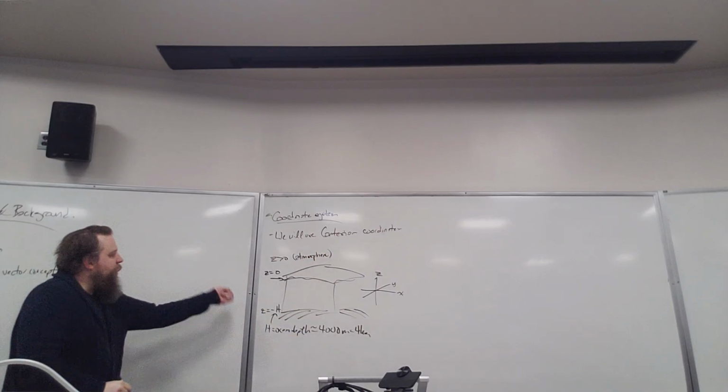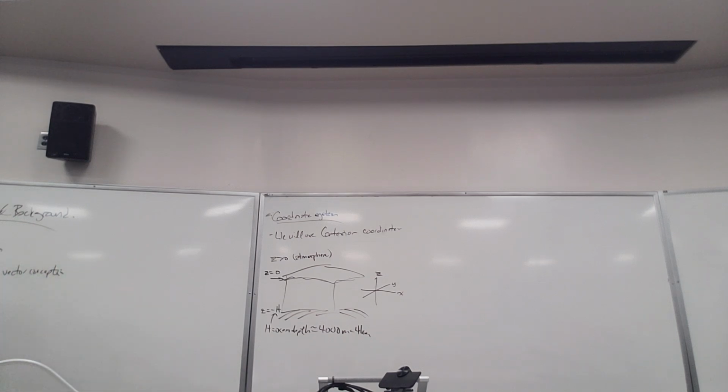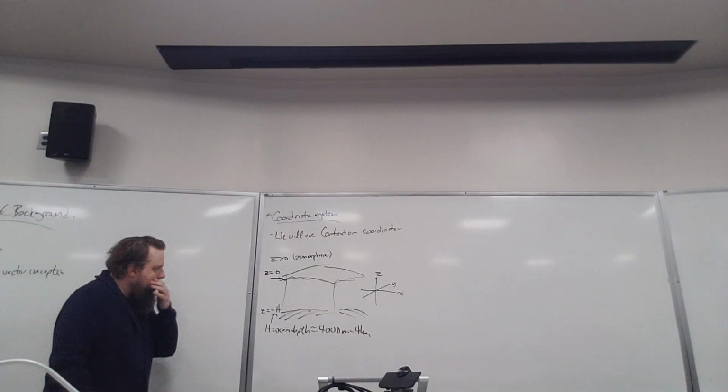So we're going to be dealing with our vertical coordinate, where in general, when we talk about the location of any object, we'll say like z equals minus 10 meters, which means that's 10 meters below the surface. And so z equals 0 is always the surface.